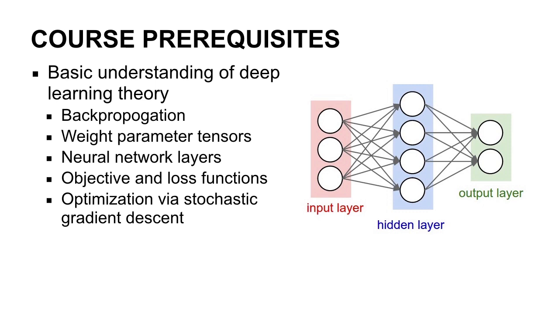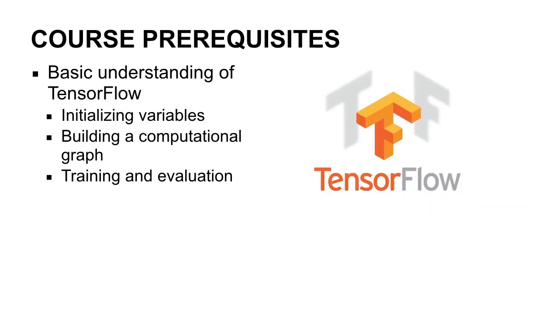Is it a regression task or is it a classification task? And training is accomplished through optimization. In the case of deep learning, it is often accomplished through stochastic gradient descent, where you're feeding batches of data into the model in an iterative manner. This course also assumes a little bit of knowledge about the basics of the TensorFlow API, being able to initialize variables, being able to build a graph and start a session, and from that session, train and evaluate your model.